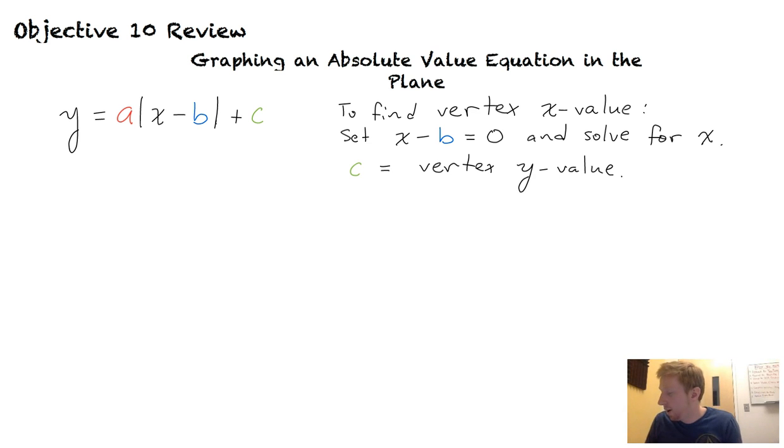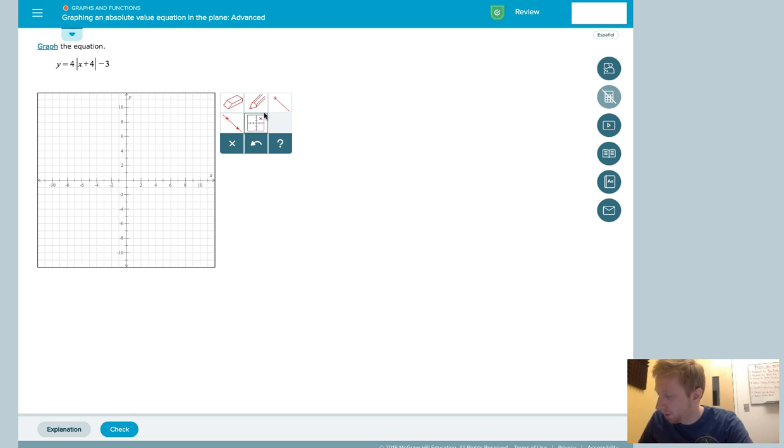And we can prove that if we were to substitute b into the function and then solve for the y value. Once we have the vertex, we need to find a point on each side of the vertex in order to finish the graph. This will be done by choosing an x value on each side of the vertex and substituting it into the function to solve for y, then plotting the points. Here's an example in ALEX. We have y equals 4 times the absolute value of x plus 4 minus 3, and we have to graph this equation. So we'd find the vertex, and then we would find a point on each side of the vertex and then plot the function.